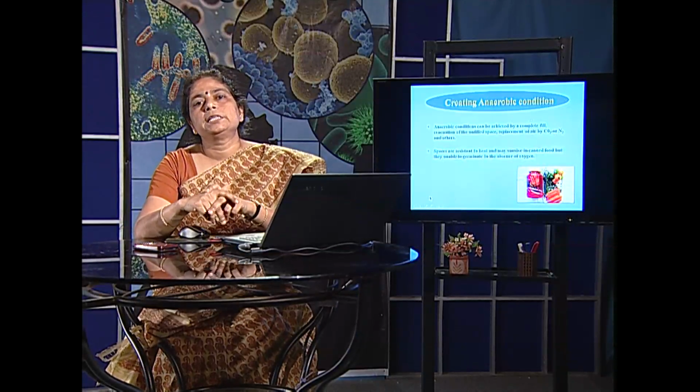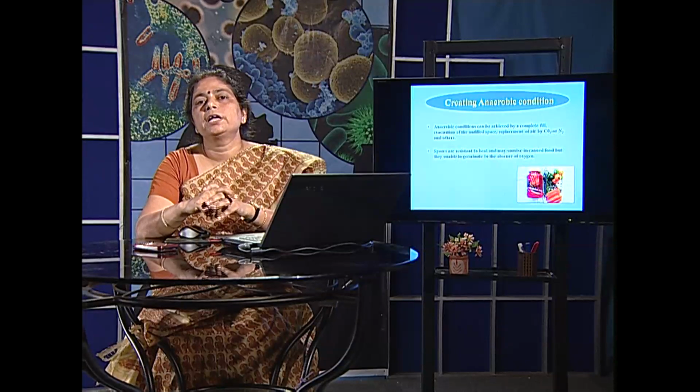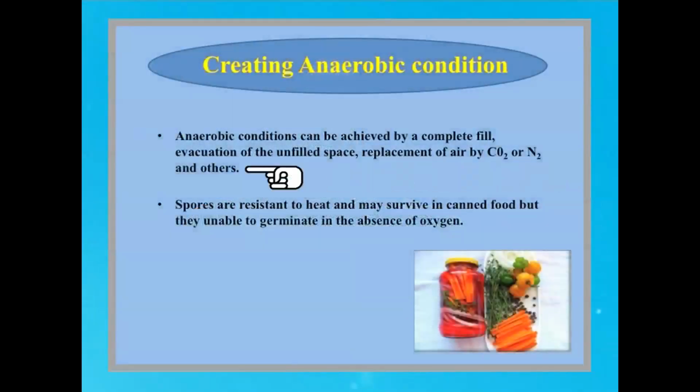The last physical method that we are going to learn today is the creation of the anaerobic conditions. Now, anaerobic condition means we get rid of the oxygen. We don't supply oxygen to the microbial community. As a result, the microbes will not multiply, they will not survive, and we will be getting rid of the microorganisms that are present in the food item. Now, this anaerobic condition can be achieved by completely filling the container, and the excess unspilled space or the air which is present can be replaced either by carbon dioxide or by nitrogen.